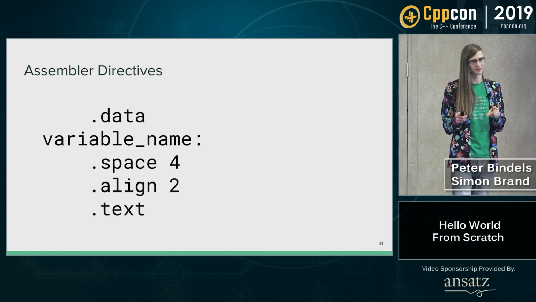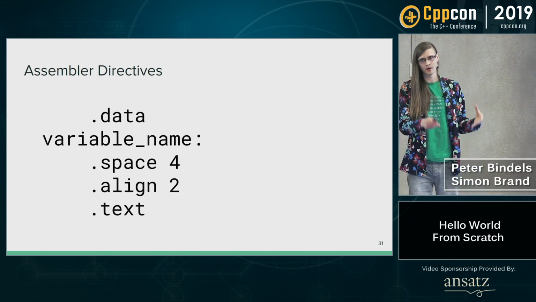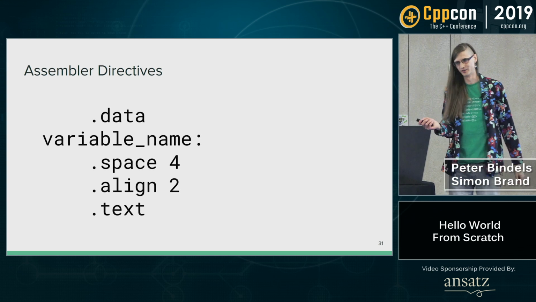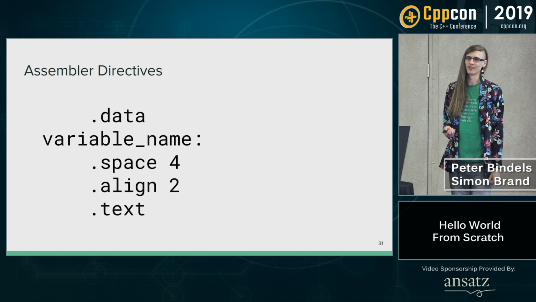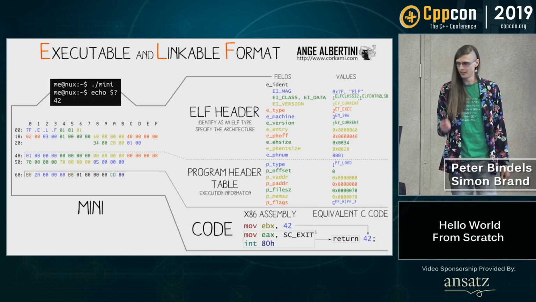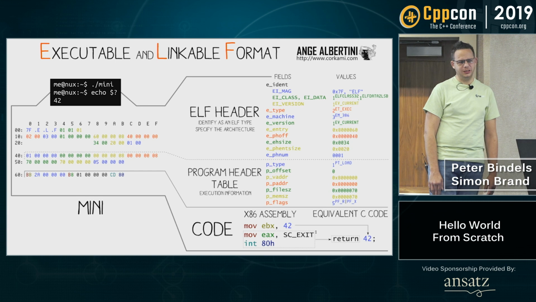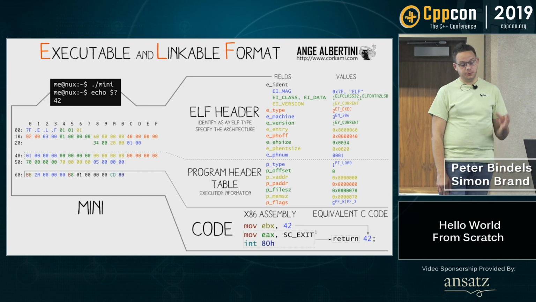If you don't know what an object file is, don't worry. And the .text directive says, I want to put my code now in the .text section. And when we're talking about these sections, for the purposes of this talk, we're going to talk about ELF. ELF is the Executable and Linkable Format, which sounds really generic. We chose this because it's available on Linux, which is a relatively available operating system, and it's a fairly straightforward format.